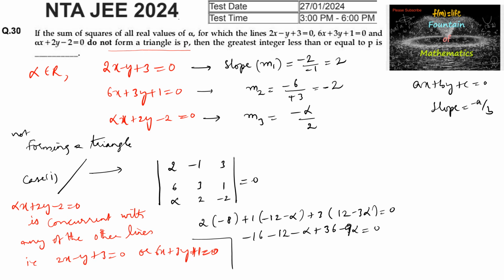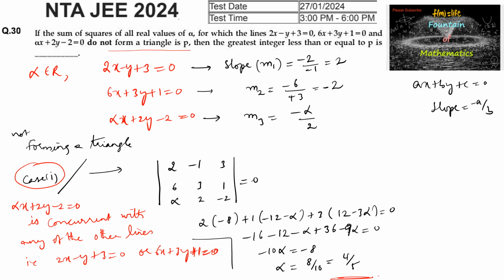Or we can write 36 minus 28, that is 8, and here it is minus 10 alpha. Minus 10 alpha is equal to minus 8, so alpha is equal to 8 upon 10, which is equal to 4 upon 5. So in this case 1, we got alpha is equal to 4 upon 5.